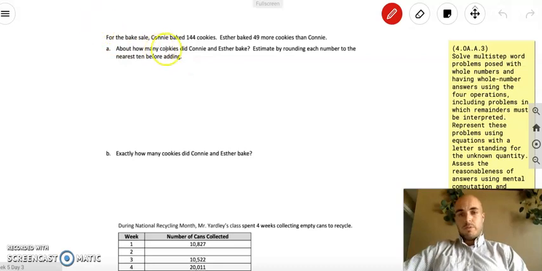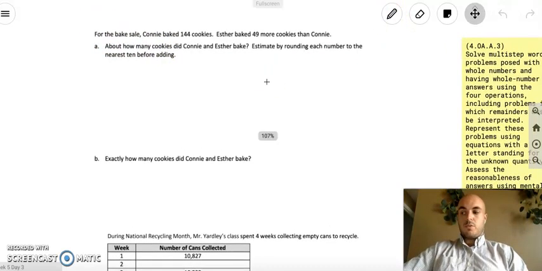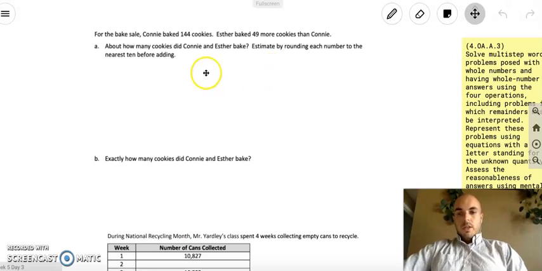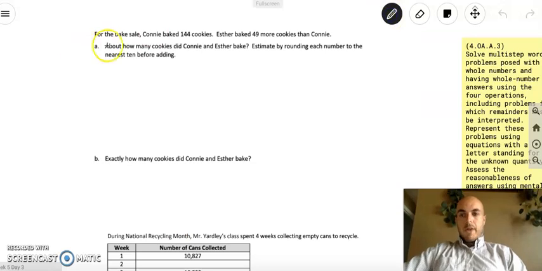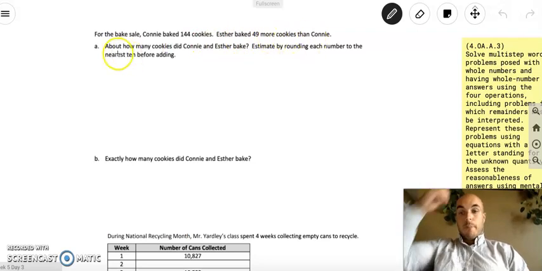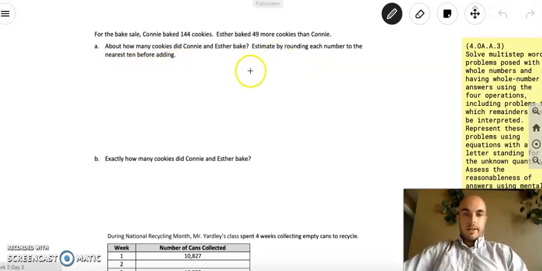So let's look at the first one for today. So I have here a word problem. I'll zoom in right here for you. It says, for the bake sale, Connie baked 144 cookies. Esther baked 49 more cookies than Connie. About how many cookies did Connie and Esther bake? Estimate by rounding each number to the nearest 10 before adding.